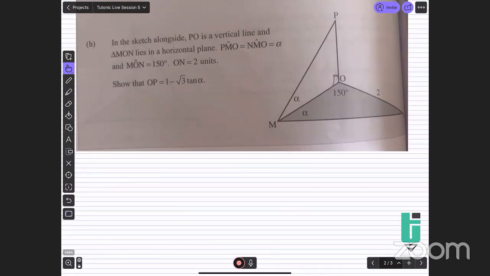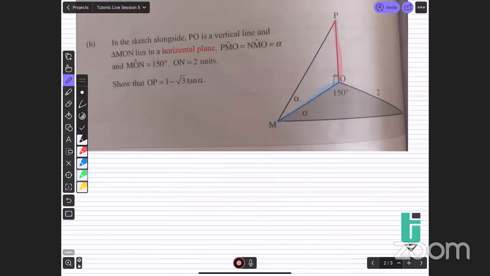Okay. So let's read the question. In the sketch alongside, PO is a vertical line. Again, guys, you see vertical line. So what must you think of now? Vertical line, horizontal plane, 90 degrees. So there's your 90-degree triangle. Do you guys see that?